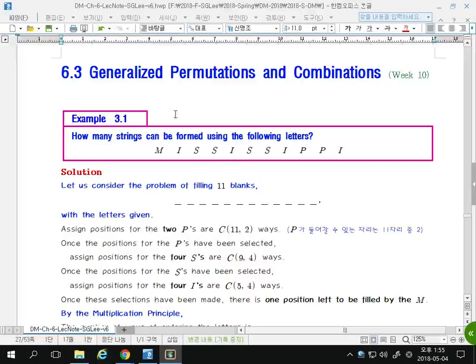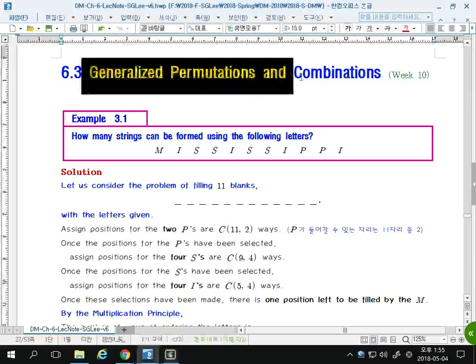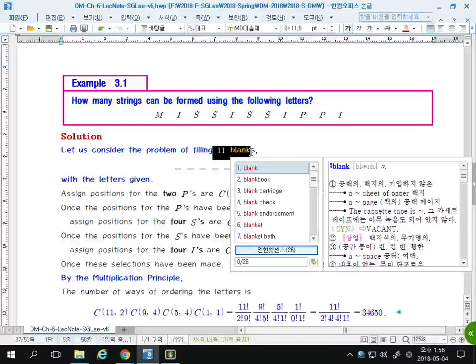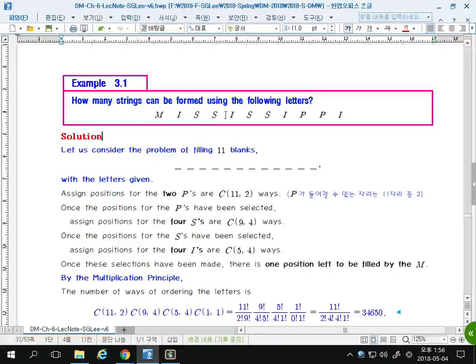Okay, section 6.3, generalized permutations and combinations. Example 1: how many strings can be formed using the letters of Mississippi? Here we have 1, 2, 3, 4, 5, 6, 7, 8, 9, 10, 11 characters. So this problem can be considered a problem of filling 11 blanks with the given letters.